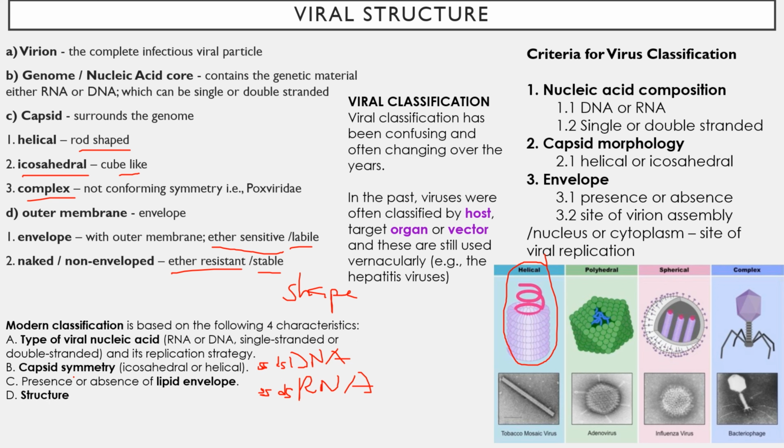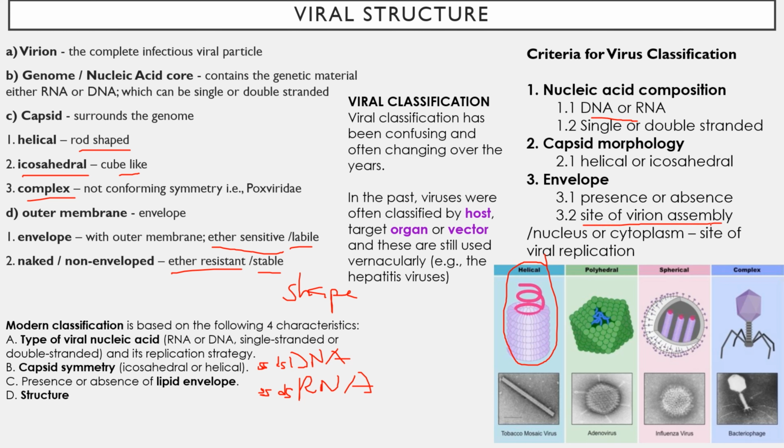Then we have your capsid symmetry. Is it icosahedral? Is it helical? Or is the virus complex? Then is it naked or does it have an envelope? Then we also have to consider structure, class. So this is the old classification of viruses. Somewhat similar naman, class. Is it DNA or RNA? Single or double-stranded? Is the capsid helical or icosahedral? Does it have an envelope?